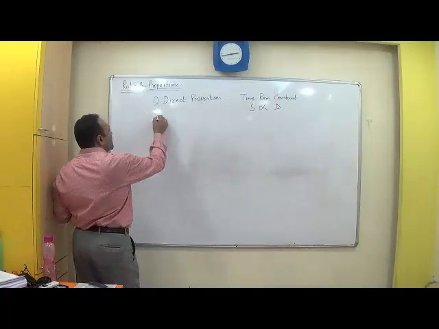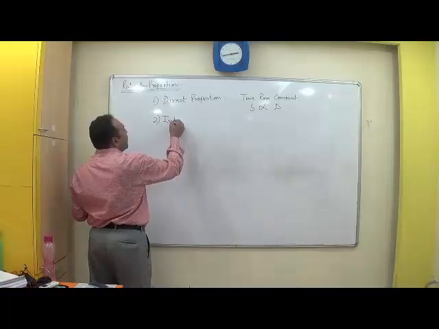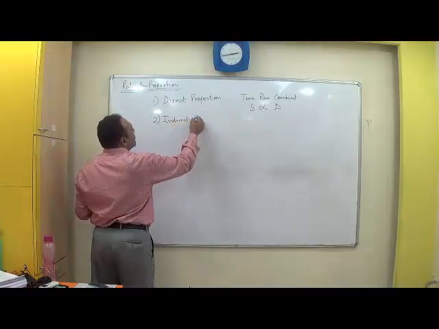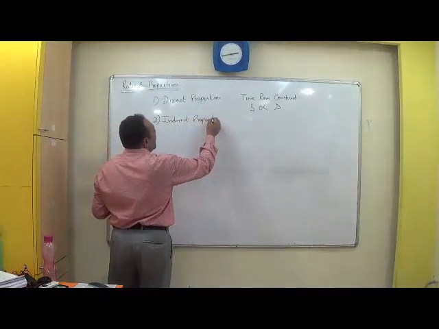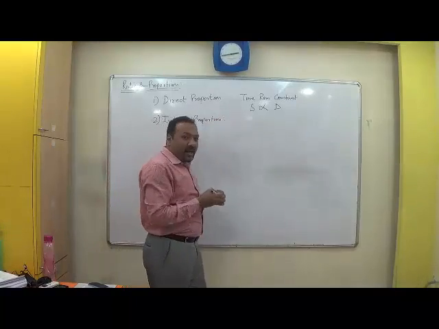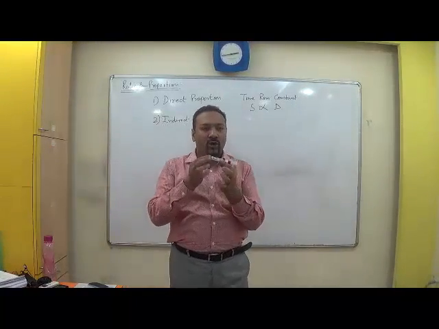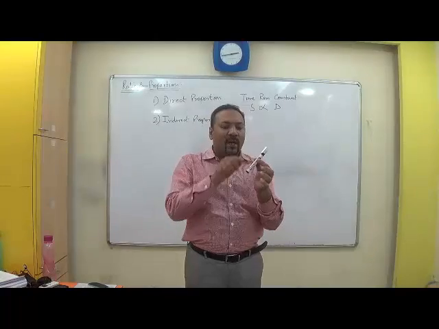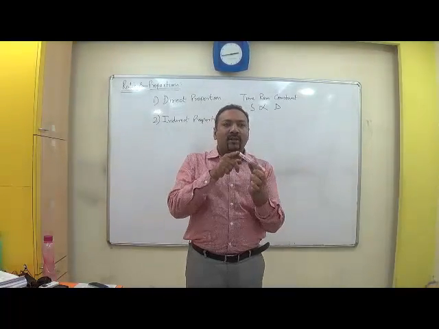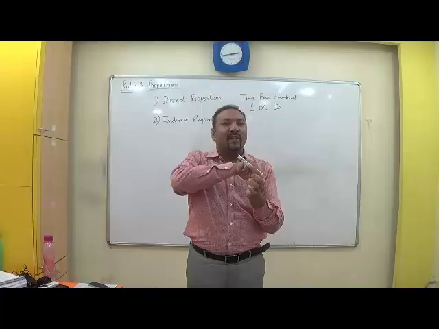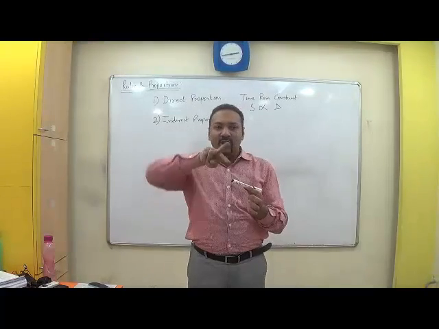Second type of proportion is something which we call indirect proportion. What do you mean by indirect proportion? Indirect proportion is like a seesaw. If one thing goes double, other goes half. This thing goes 3 times, other goes 1/3. It's like a seesaw.